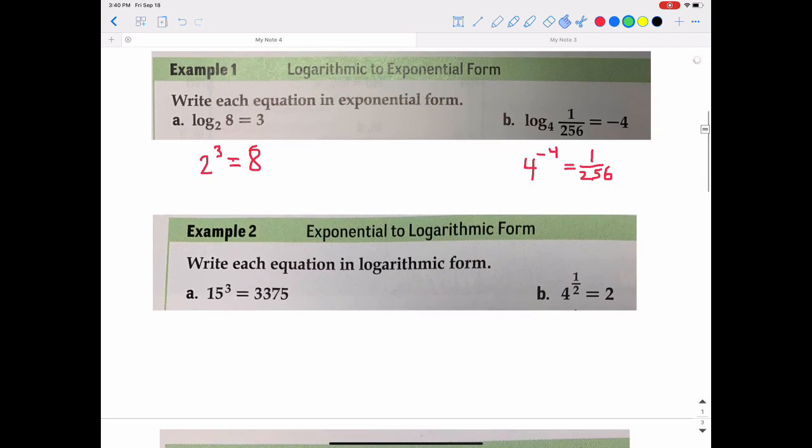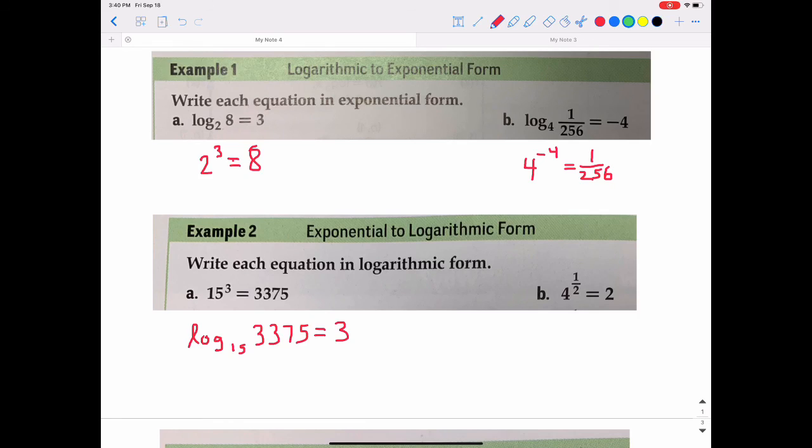We can also go the other direction. We can take an exponential function and write it as a logarithmic function. So 15 to the third power equals 3,375. Since that's a base of 15 in the exponential function, we will use a log of base 15 of 3,375, and the answer is the exponent, 3. If you have a Casio calculator, you can verify this by typing in log base 15 of 3,375, hitting the enter button or the equals button, and it will say that it equals 3.